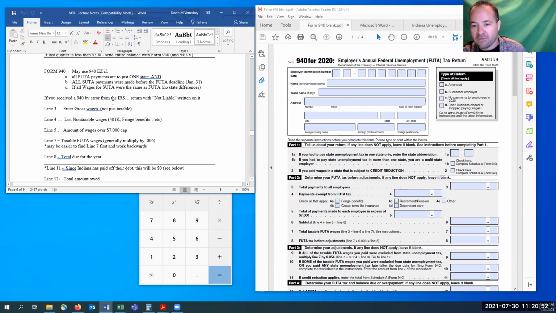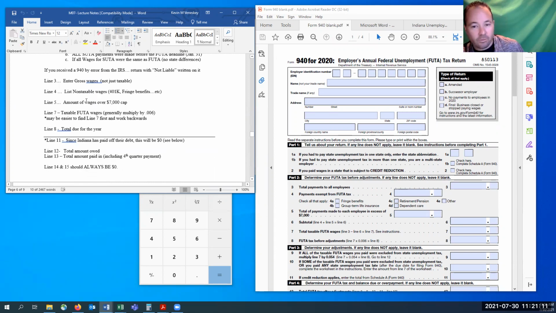All right, Form 940. I'm going to skip past the 940 EZ. If you qualify for that, you definitely should use it. Basically, if all your SUTA payments go to one state and all of your employees work in one state, you'd want to go ahead and use the EZ form. Otherwise, we're going to come down here to the Form 940.